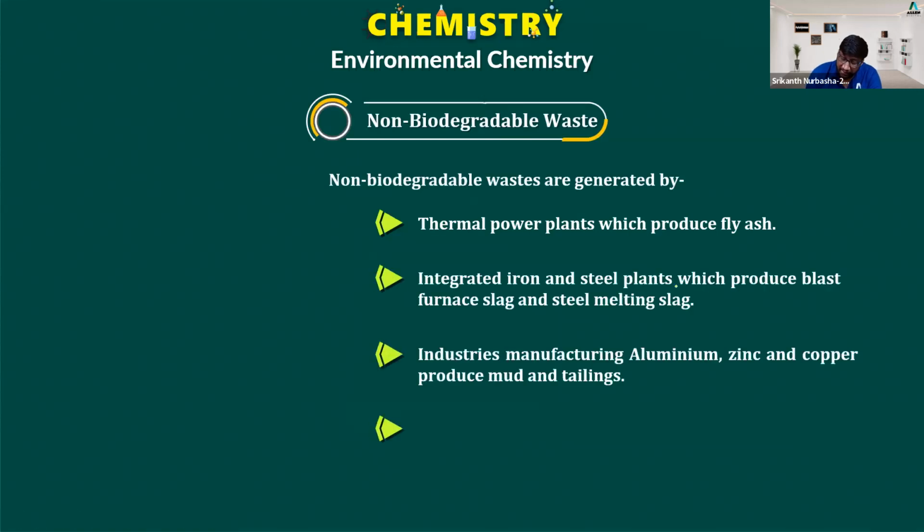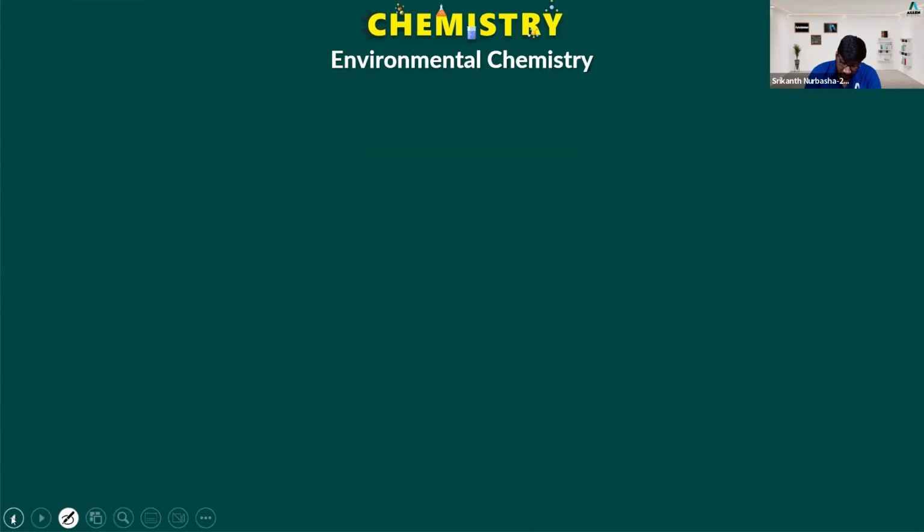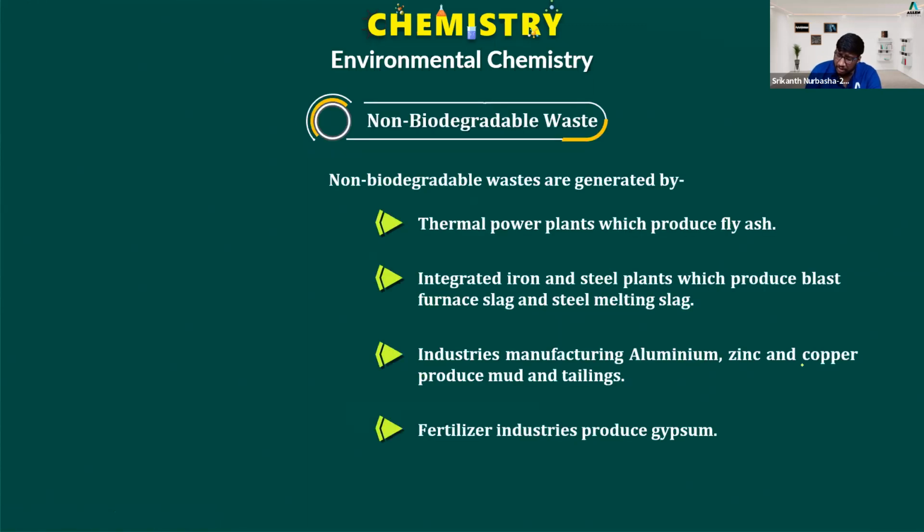integrated iron and steel plants which produce blast furnace slag and steel melting slag, industrial manufacturing of aluminium, zinc and copper which produce mud and tailings, and fertilizer industries which produce gypsum. All these are going to be non-biodegradable wastes, right? Generally, non-biodegradable wastes are produced from these kinds of industries, whereas cotton mills and the like produce biodegradable wastes.